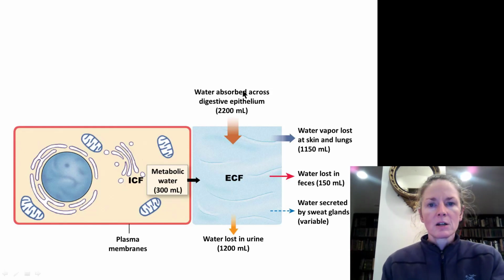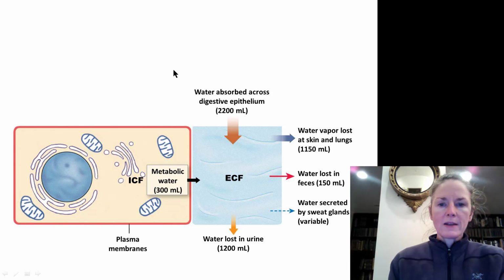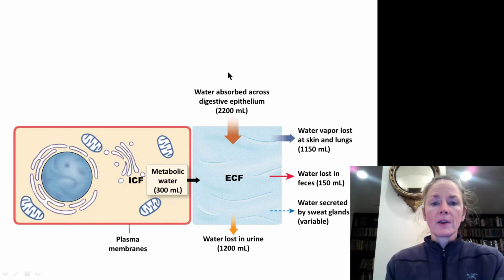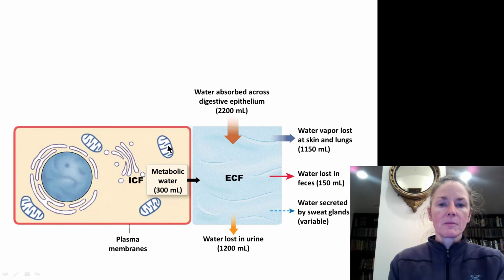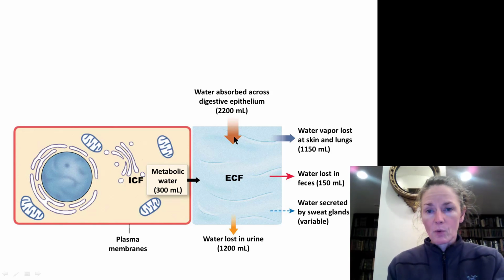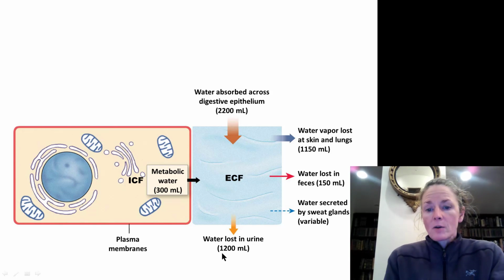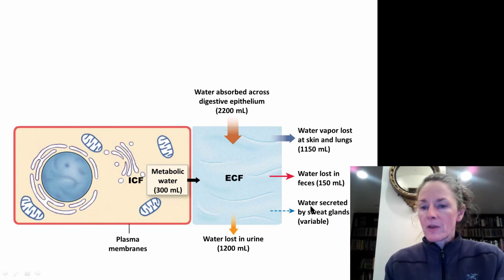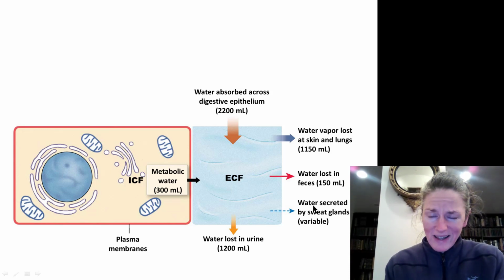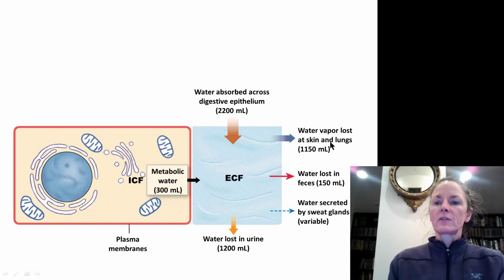So here's just some of the different ways that we can lose and gain water. So we've got some metabolic activity from the mitochondria through oxidative phosphorylation, producing about 300 milliliters of water, and that will go into the extracellular fluid. We can absorb about 2,200 milliliters across the digestive epithelium that will end up in circulation. We'll pee out about 1,200 milliliters of that. Some of that water will be secreted by sweat glands, some lost in feces, and some as water vapor, as we've talked about before, skin, lungs, and just breathing away the water.